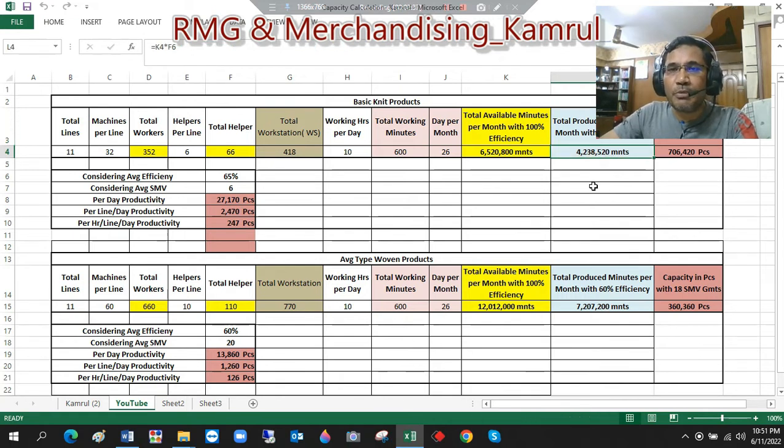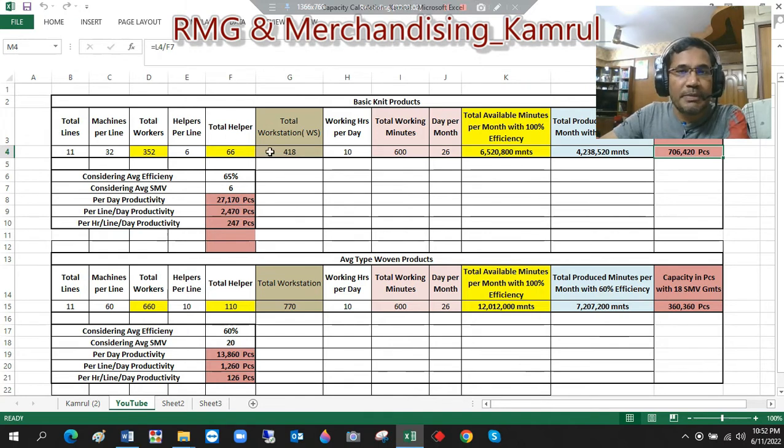So from these produced minutes, if we know the average SMV of that particular factory, say here we consider an average SMV of 6, then the capacity in pieces with 6 SMV is obtained by dividing the produced minutes by the SMV. Very easily you can get an idea about the piece productivity.